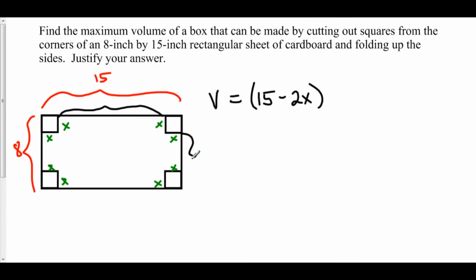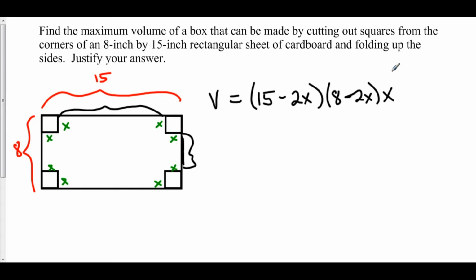Likewise, we're looking at this little piece of strip right here for the base of this box. The former base was 8, the former width was 8, but then when we cut off two of these x's, our new base is 8 minus 2x. And finally, when we fold up this side right here and this side, that gives us the height of this box. And of course, the height is just the length of this square, x.